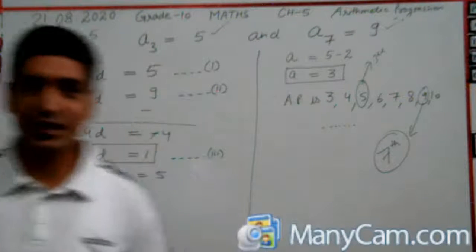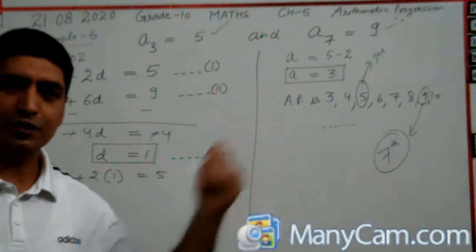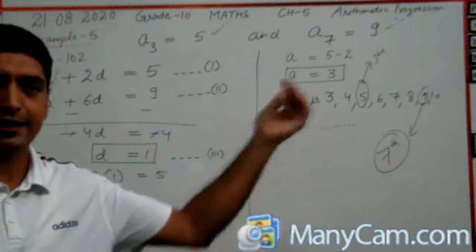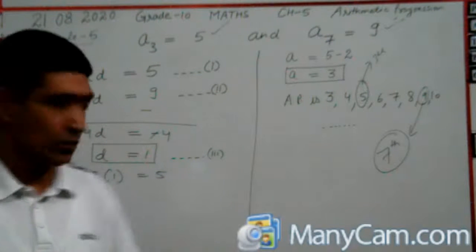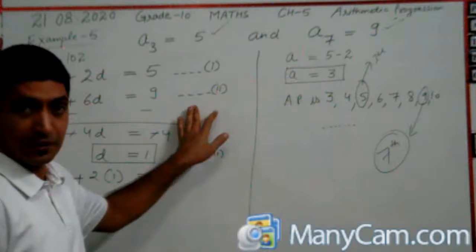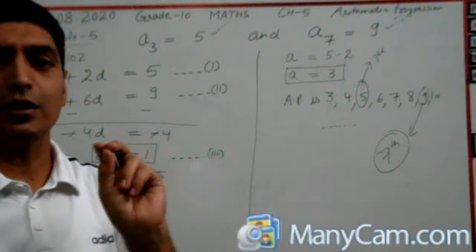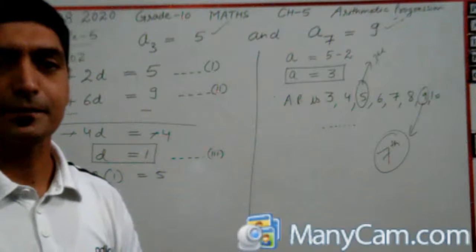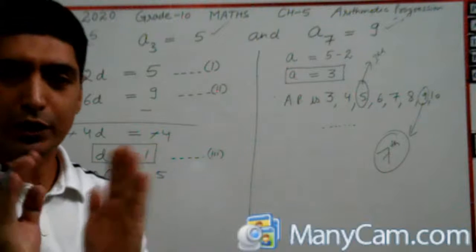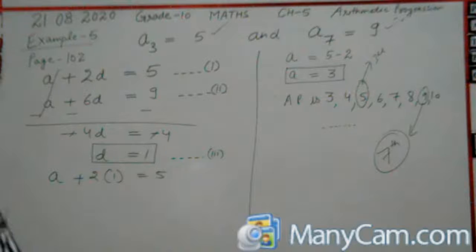So our AP starts from 3, plus 1, 4, plus 1, 5, 6, 7, 8, 9, 10, and so on. I hope this question is very clear. Many questions are based on this. When we are given any relation or at least two terms of an AP, we can very easily find the AP. I hope you are clear. When two terms of an AP are given, we can easily find the AP.